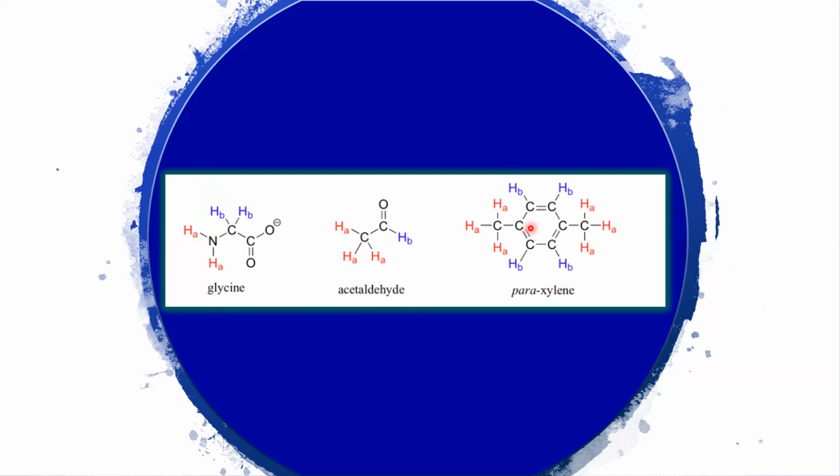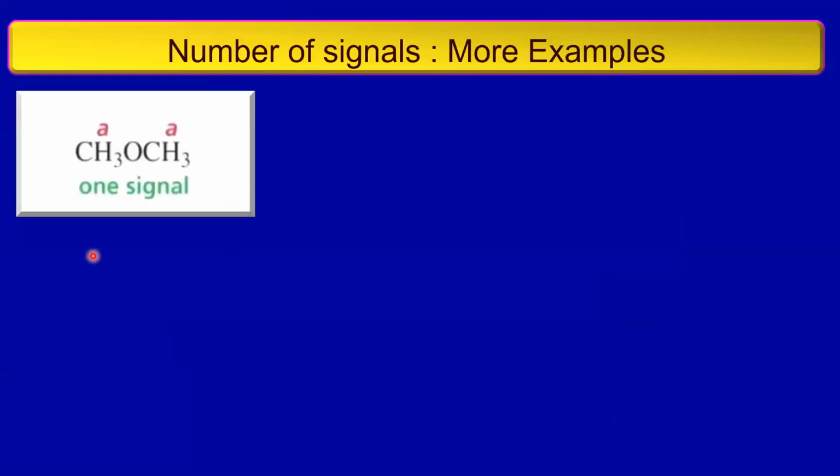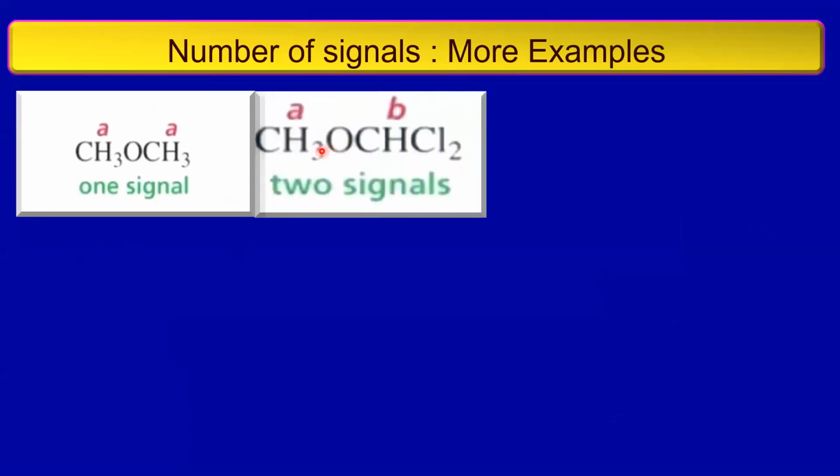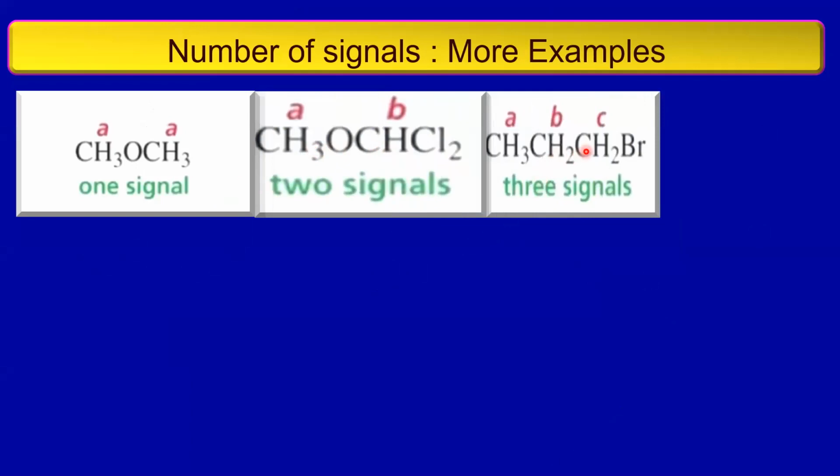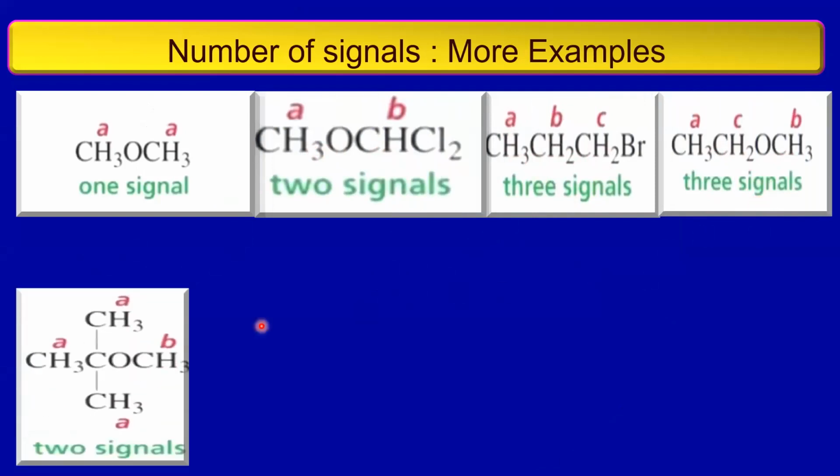Look at here. These 2 methyl groups are in a similar environment. Therefore, one signal for these 6 hydrogens. These 1, 2, 3, 4 protons have a similar environment. Therefore, this para-xylene also gives 2 signals. Let us look at some more examples. Again, 2. Here, 1, 2, 3, 3 different types. So 3 signals. Again, 3 signals.